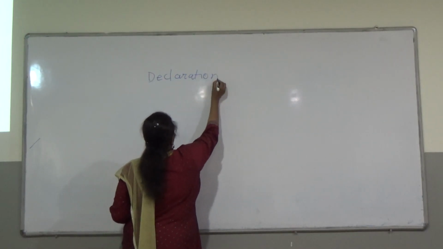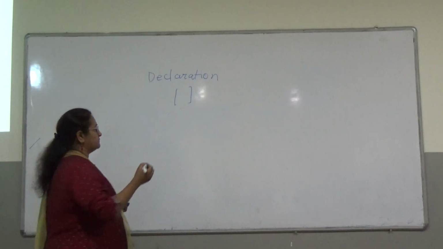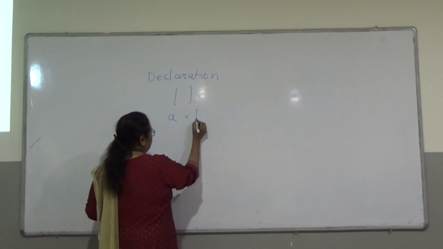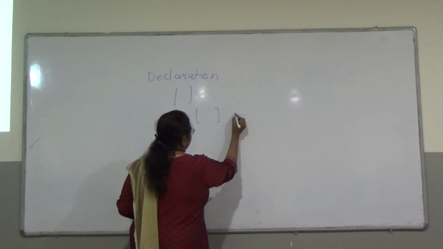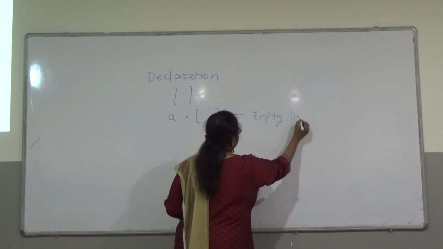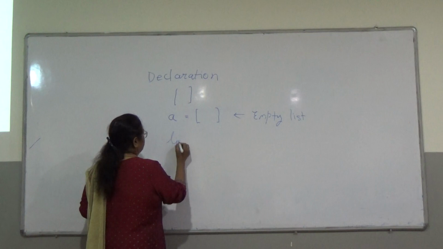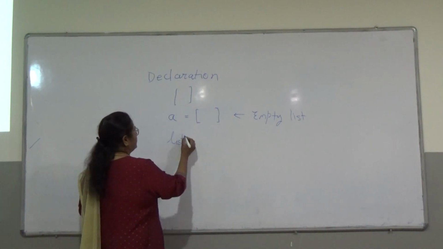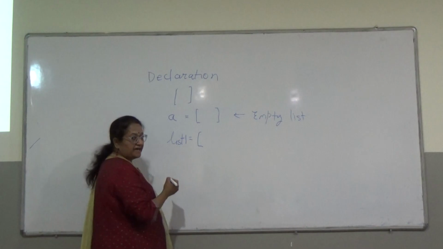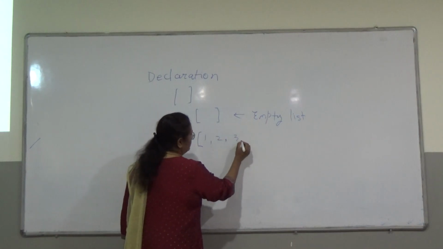So the declaration of a list is always done using square brackets. Simply we can give the name of the list. Suppose the list name is A, and we can give these square brackets. This way we have declared an empty list. At the same time, I can declare another list. Let us name it list 1. Here I can put the data items like 1, 2, 3, 4.